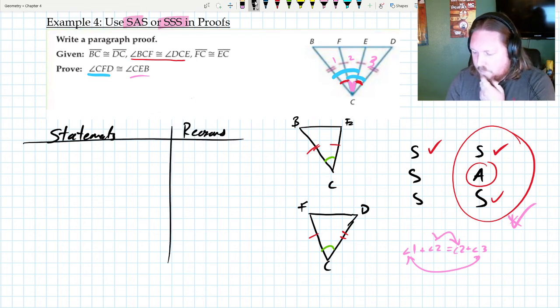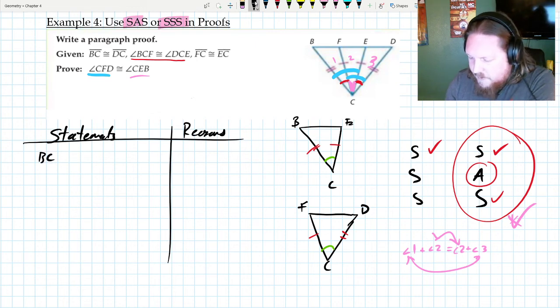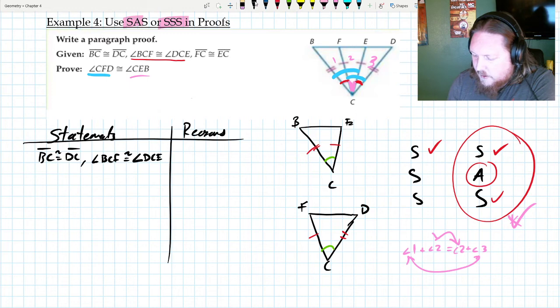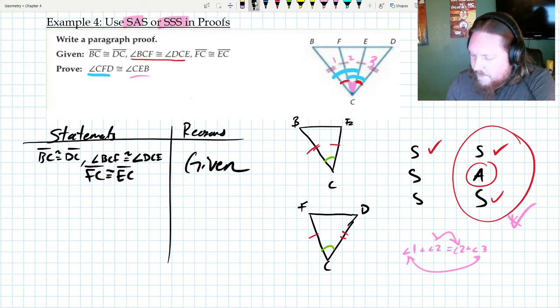Reasons. So, BC is congruent to DC. Those are segments. Angle BCF is congruent to angle DCE. And FC is congruent to EC. Those are given. All right.